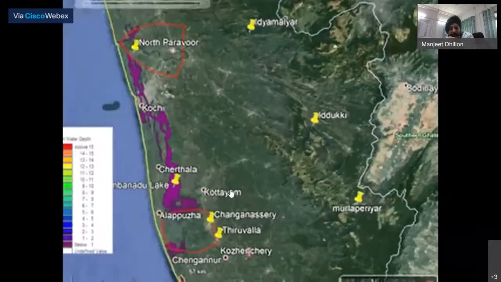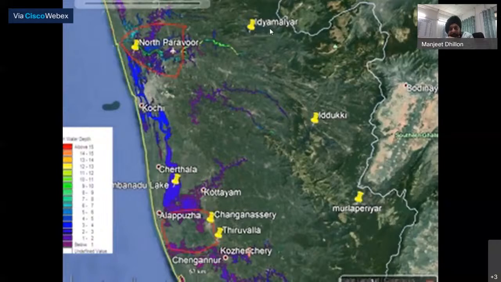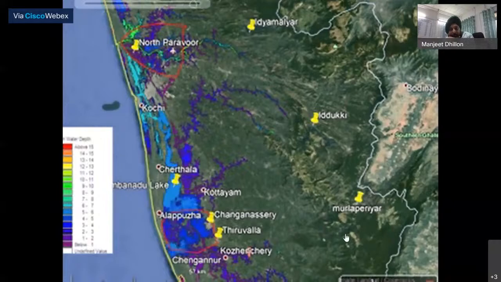And then there's a case study of Kerala also. We studied the Kerala floods, and this is how the flood developed. These are the various dams, and there are supposed to be 50 small and large dams over Kerala, but still there was a flood.